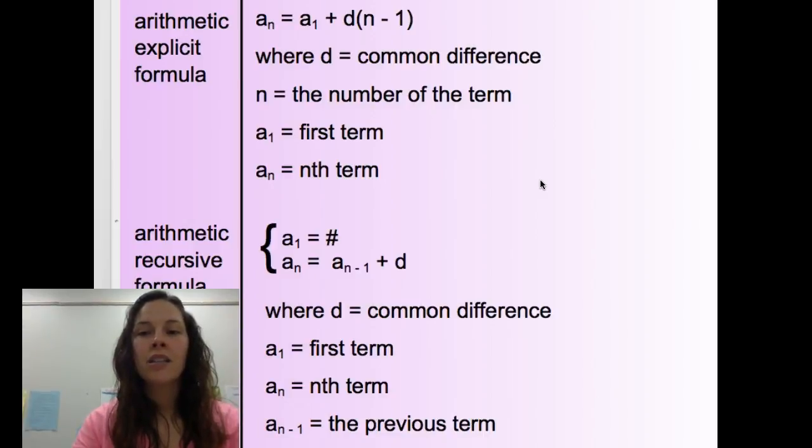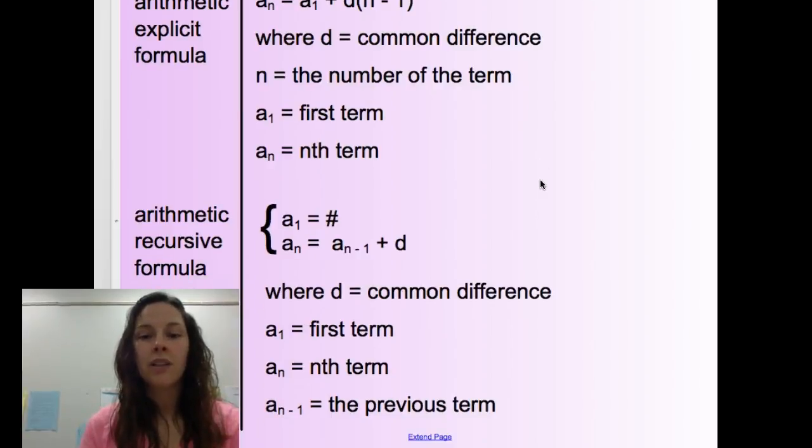So again, reminding ourselves of what this notation means, a sub n is simply the nth term. One of the examples we looked at yesterday was finding the 11th term in the sequence, so that was a sub 11. A sub 1 is the first term. D is your common difference, and n is the number of the term you're looking for. So again, if you're looking for the 11th term, you would substitute 11 for n.